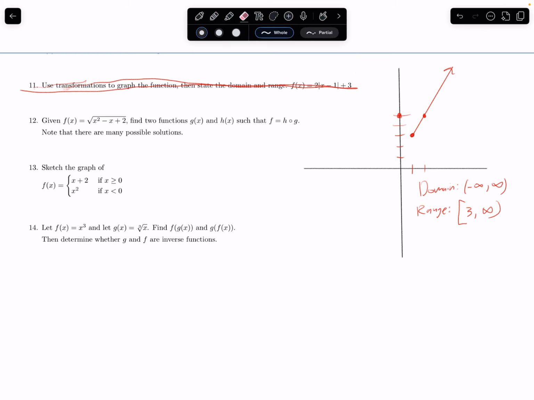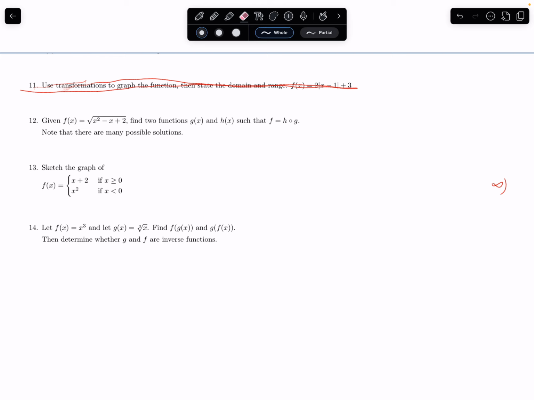I wrote 11 just so that I can erase it again. Okay, 12. Given f of x equals the square root of x squared minus x plus 2, find two functions g and h such that f is equal to h of g. Note there are many possible solutions.